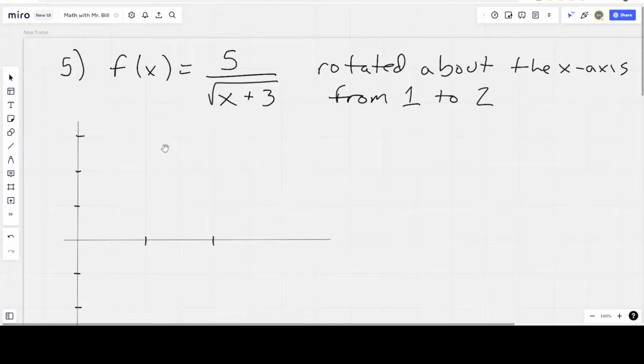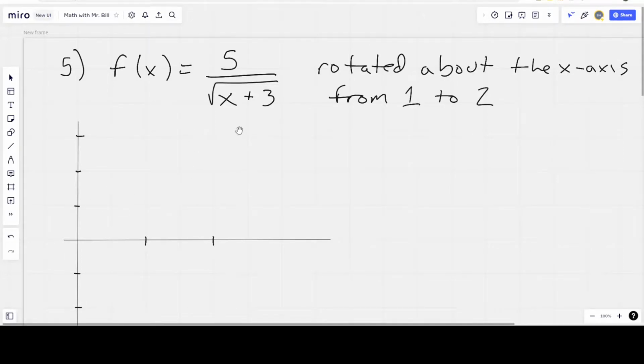Today we are going through a series of problems to help one of my students get ready for a final. This comes from his second midterm, and this is problem number 5. Here we're asked to take a function and rotate it about the x-axis and find the volume of the function between x equals 1 and x equals 2.